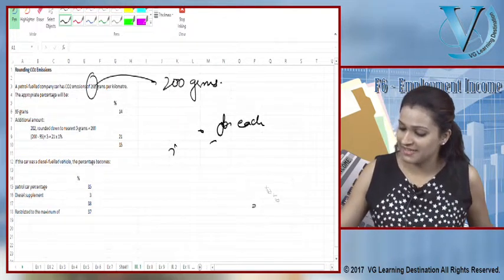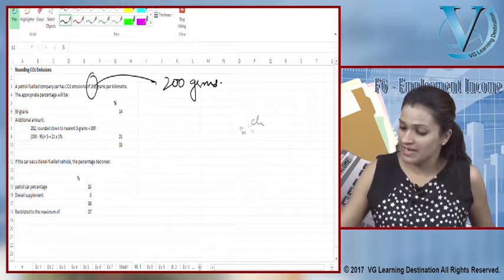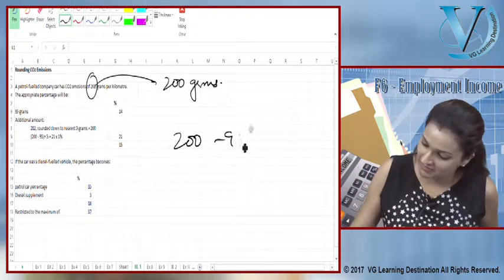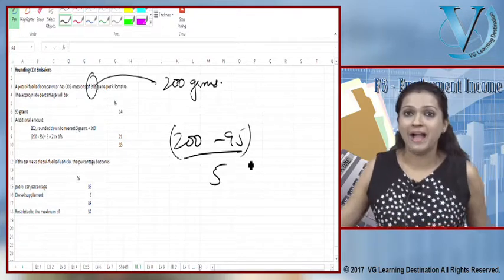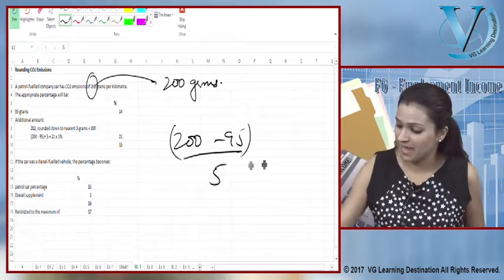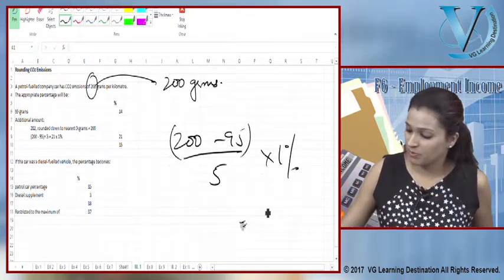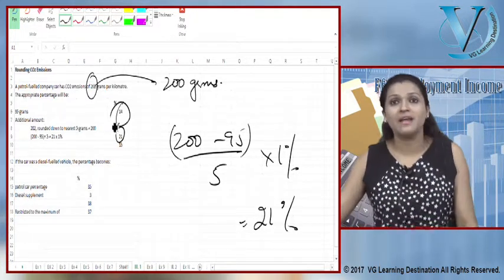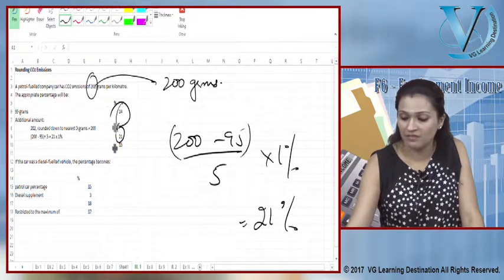200 minus 95 is what is told. Divide by 5. So 200 minus 95 divided by 5. You add 1% to it. So multiply by 1%, which comes out to be 21% is what you need to add to the base level of 14%, resulting in a value of 35%.